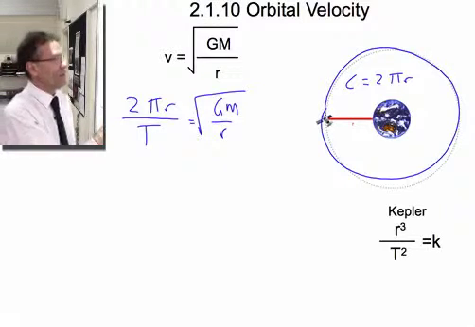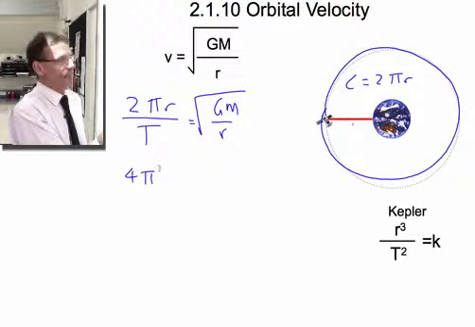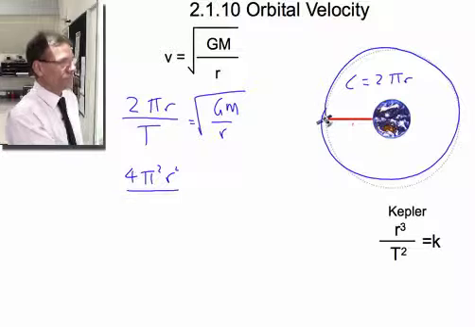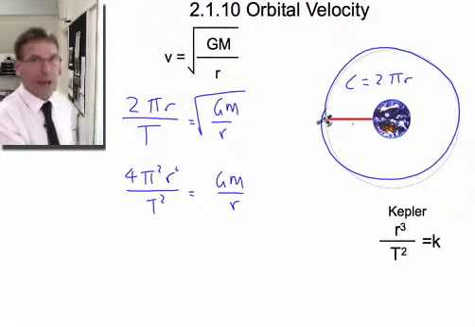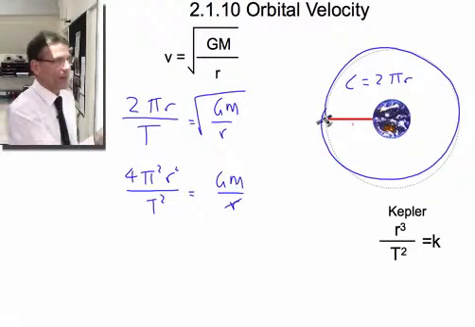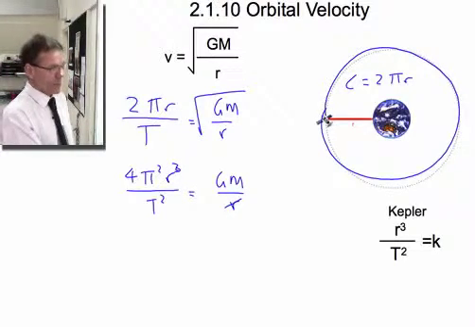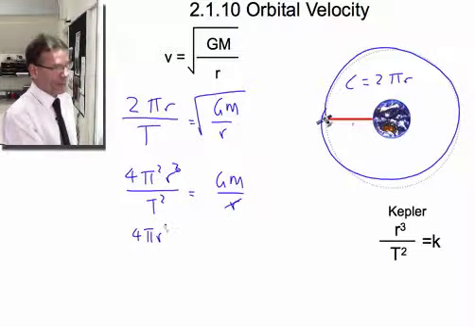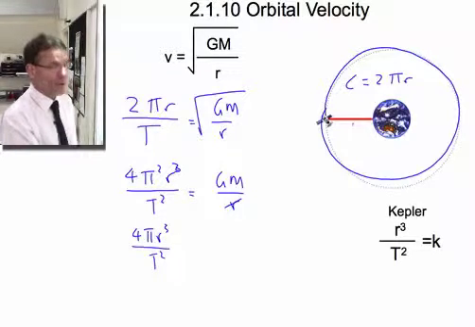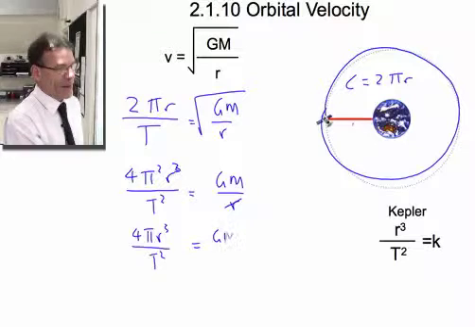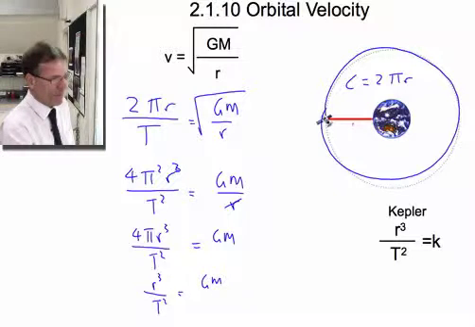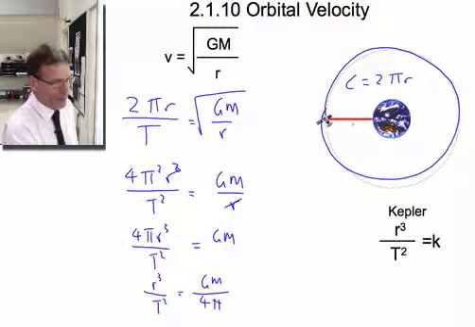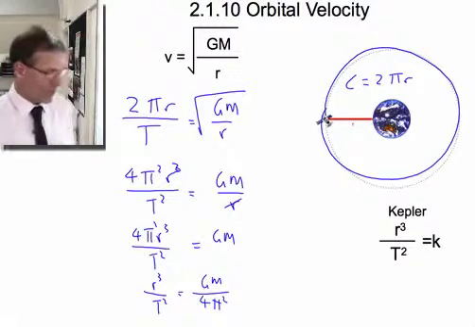Well, let's square both sides to get rid of that square root sign. And now multiply both sides by r to get rid of this r down here. So that's going to make that r cubed up there. So we end up with 4 pi squared r cubed on t squared equals big G, big M. This is feeling very, very Kepler-like to me. Let's move the constants over to the other side. We end up with r cubed on t squared equals big G, big M on 4 pi, whoops, I forgot my squareds up there, 4 pi squared.